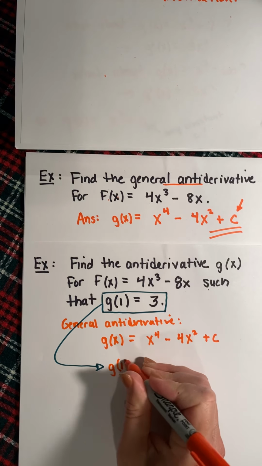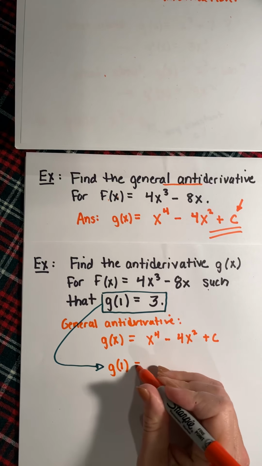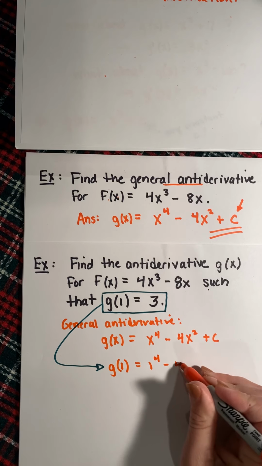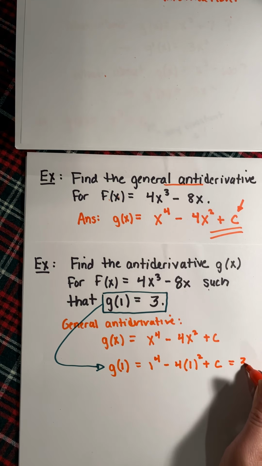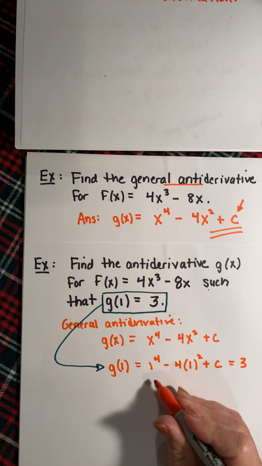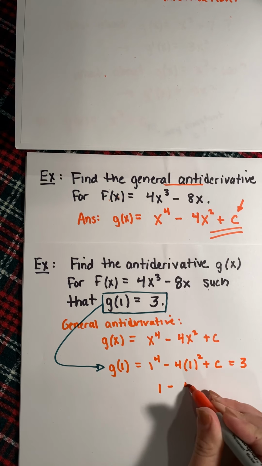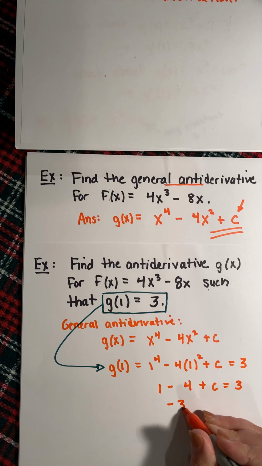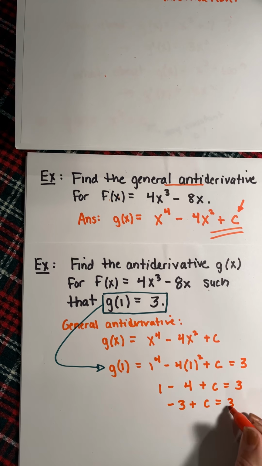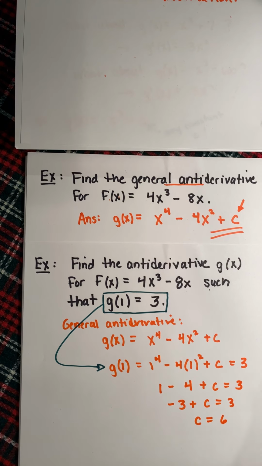So if I stick 1 in everywhere I see x, I get 1 to the 4th minus 4 times 1 squared plus c, and the result should be 3. So now we just do the algebra. 1 to the 4th is 1 minus 4 times 1 squared plus c equals 3. Negative 3 plus c equals 3. Add 3 to both sides, so c equals 6.